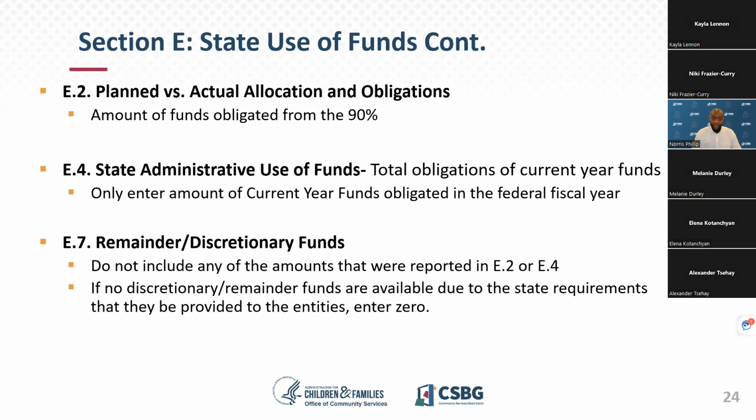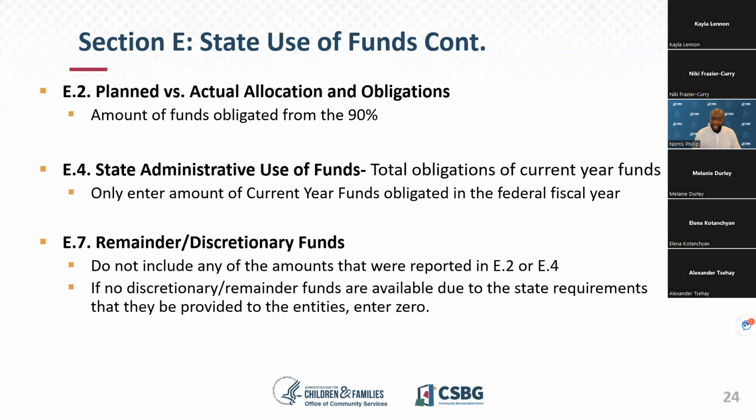In Section E7, OCS collects data on the use of remainder or discretionary funds as outlined in Section 675C(b) and 676B(2) of the CSBG Act. This information enables OCS to monitor how states allocate up to 5% of their funding for discretionary purposes after they have distributed the minimum of 90% to eligible entities and used the maximum of 5% for administrative purposes. By tracking this data, OCS gains insight into the various ways states utilize these discretionary funds, which can involve competitive funding opportunities, training and technical assistance activities, or additional administrative expenses, among other uses.